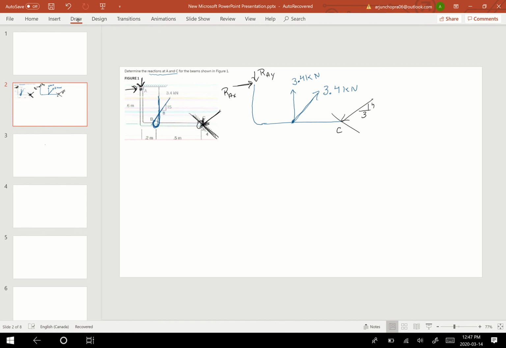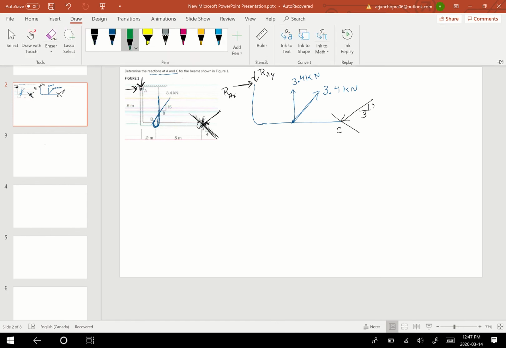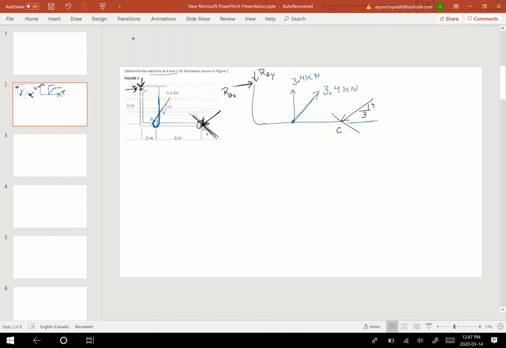And what I can do is take the components of this also. This will become CX and this one will become CY. And now I wanted to write down the equations. So first of all, I will write down the moment equation. I'll take the moment about A, which is equal to 0 because it is under static equilibrium.